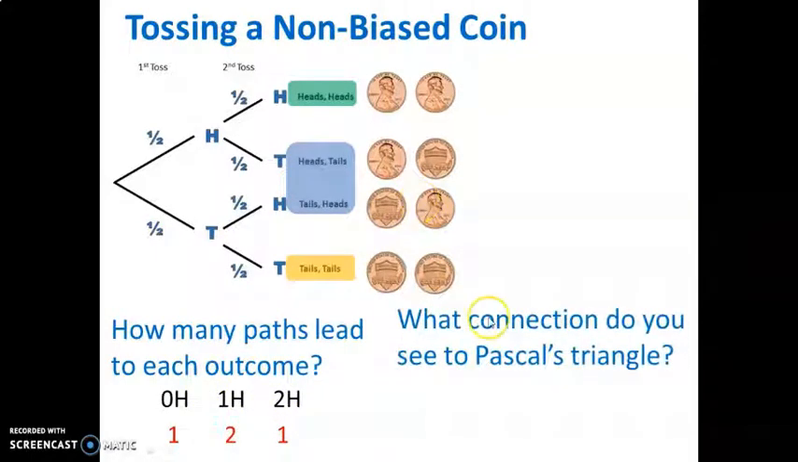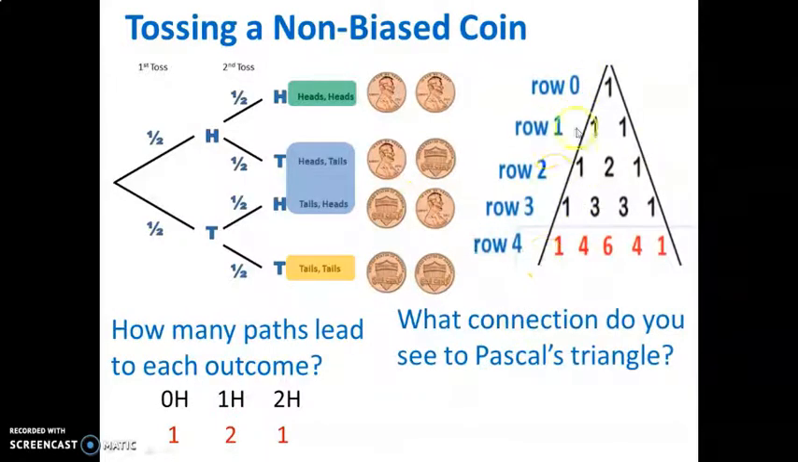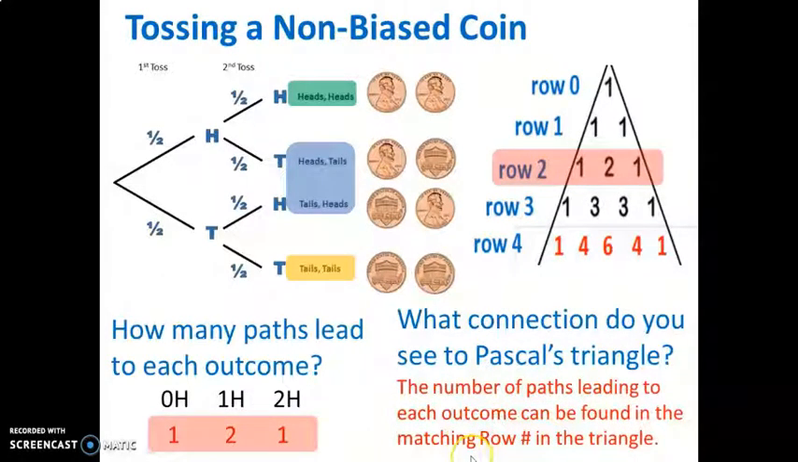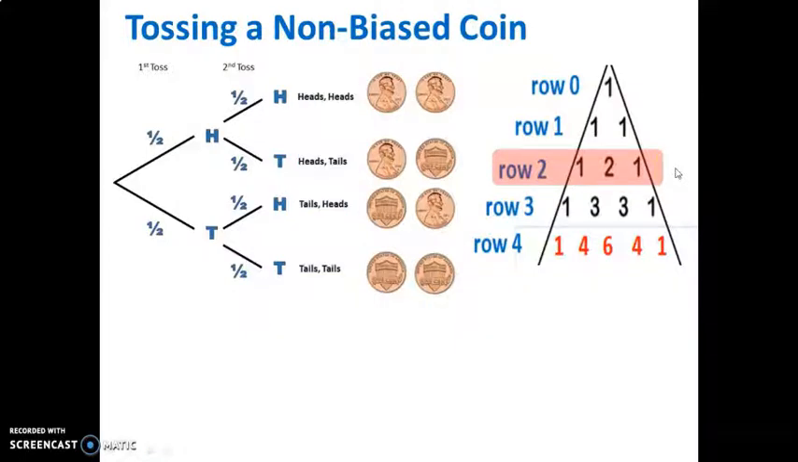Now, what connection do you see to Pascal's triangle? So here's a bit of Pascal's triangle. Do you see a connection? I think the connection is pretty obvious in this case. We see these number of paths here, and they match this row in Pascal's triangle. This is not coincidental, and this is key to what we're going to be looking at here. So we see 1, 2, 1, 1, 2, 1. So row 2. Notice the number of paths leading to each outcome can be found in the matching row number. So we had 2 trials occurring here, so we go to row 2 in Pascal's triangle. 2 trials means row 2, and then we have all the possibilities here. Great.